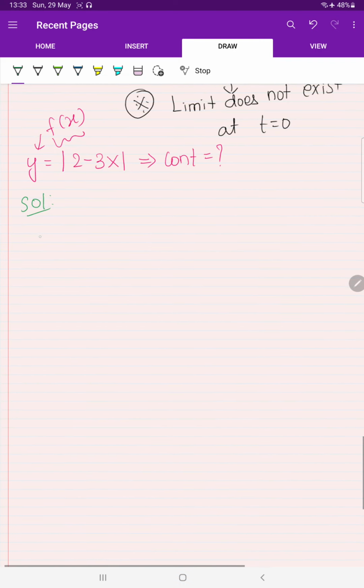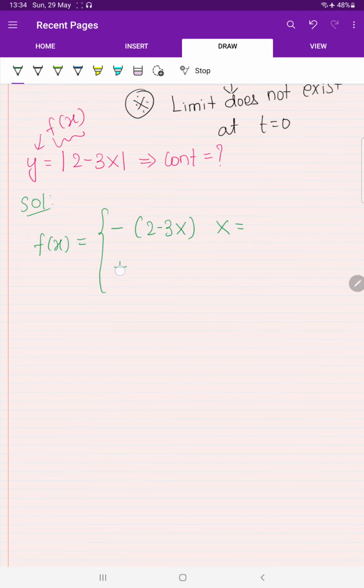So first thing is this function f of x can be rewritten in the form where I replace this mod x by minus of 2 minus 3x on the left hand side, when the value of x is, what is the value of x? And this is going to be plus when the value of x is what sir? Actually it is not equal, we have to define the value of x. What is the value of x when we are considering the left hand side limit? What is the value of x when we are considering the right hand side limit?